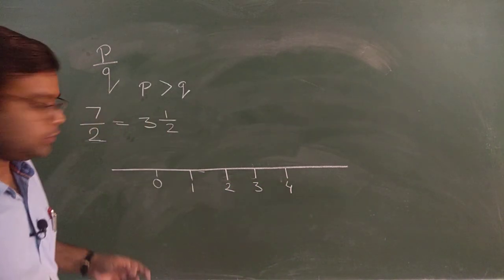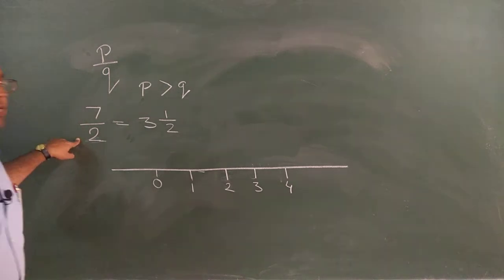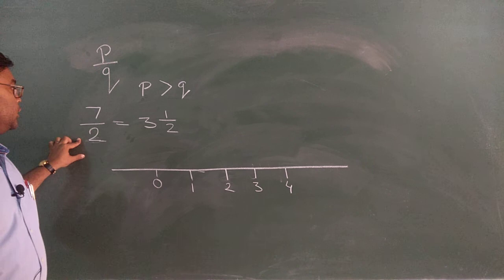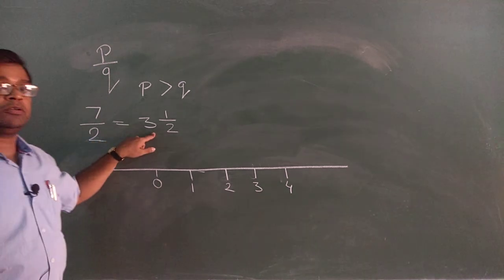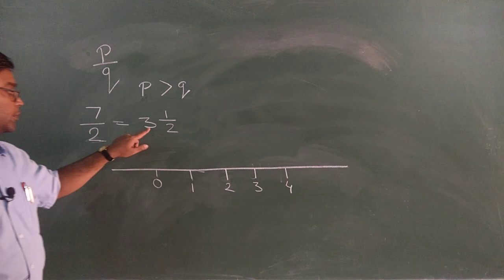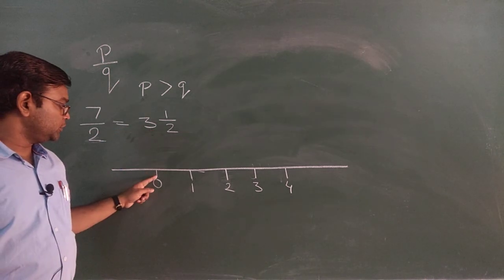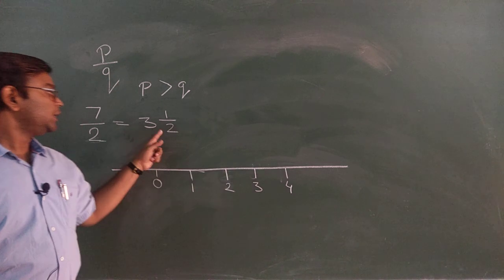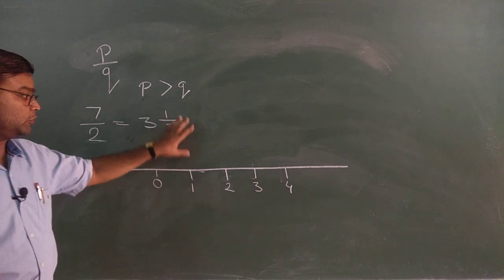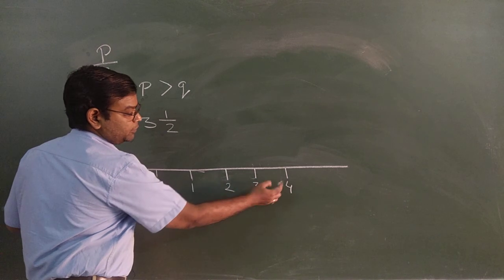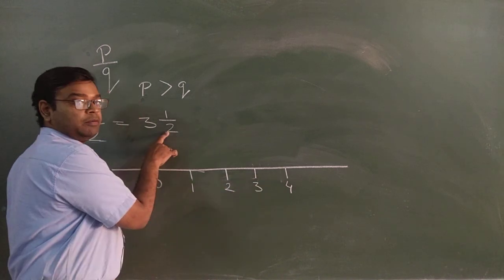Now see this type of rational number. Here the numerator is greater than the denominator. So first we convert it into a mixed fraction, 3 whole 1 upon 2. Here we move from 0 up to 3 at equal distance. Then we move half more. For half more, we have to divide this space into 2 equal parts.